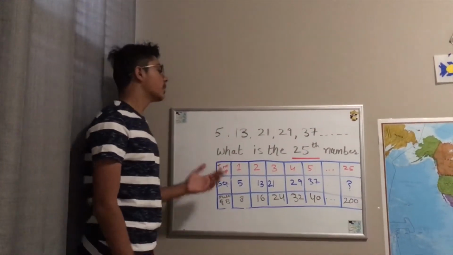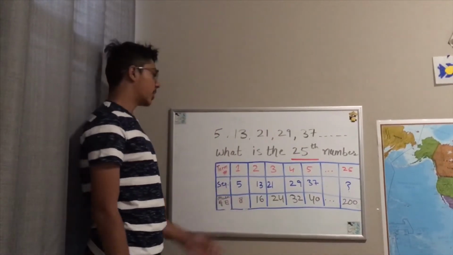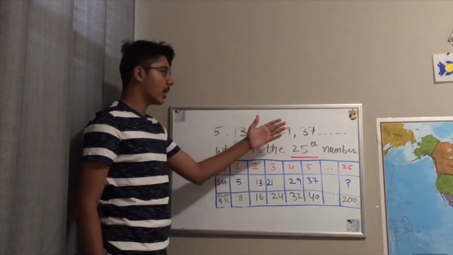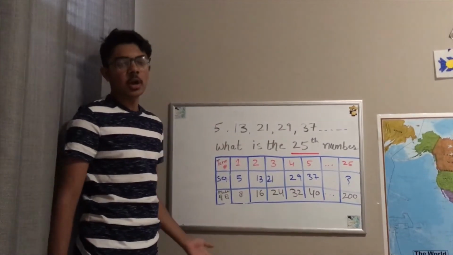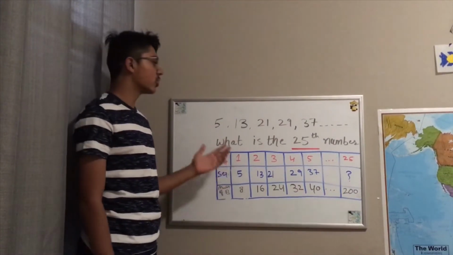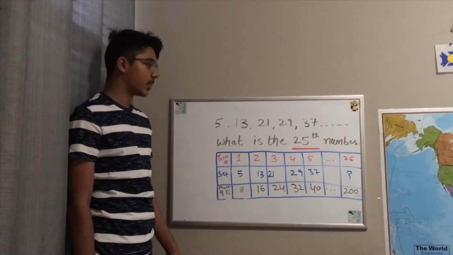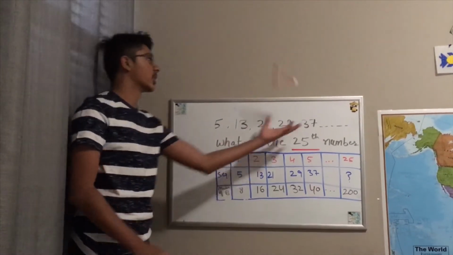Okay, so normally people who don't know the methods I'm about to teach you just keep on adding 8 until they get to the 25th number. Not only is that long, but you can also make a lot of mistakes in it. So here is the first magic trick.